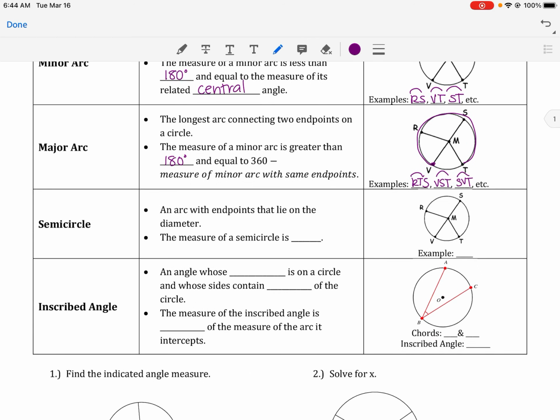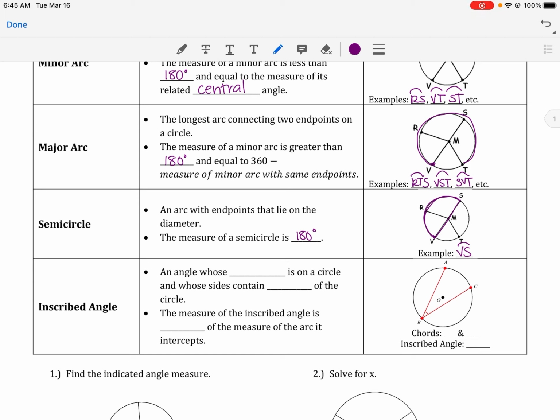Okay, a semicircle is an arc with endpoints that are on the diameter. So notice here, the diameter of the circle. Our arc here could be VS, and it's always going to measure 180 degrees, so half a circle.